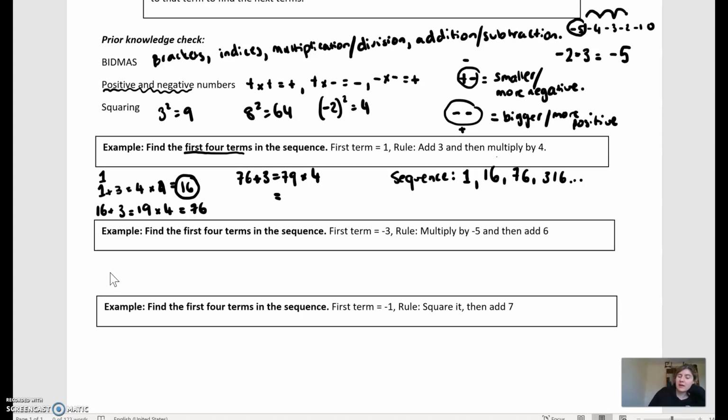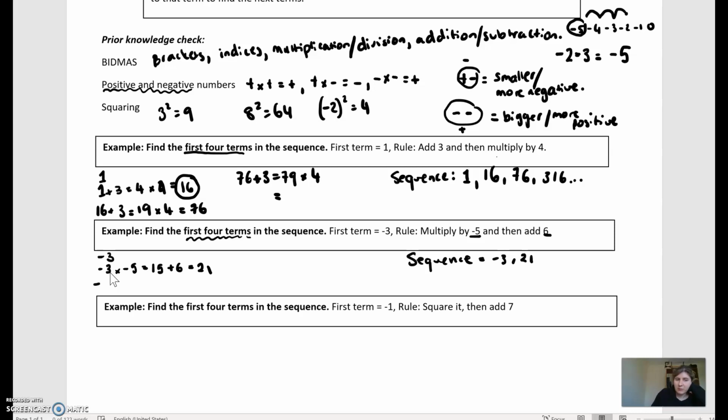All right, second one. Again, we're finding the first 4 terms in the sequence. Our first term is -3. Okay, so again, for our sequence, we have -3. And our rule is we're multiplying it by -5 and then we're adding 6. So the second one, we've got -3 times by -5. Now again, that's a negative times by a negative, which is a positive. So that's like 3 times 5, which is 15. Okay, and 15 plus 6 gives us 21. Okay, so the second number in the sequence is 21.